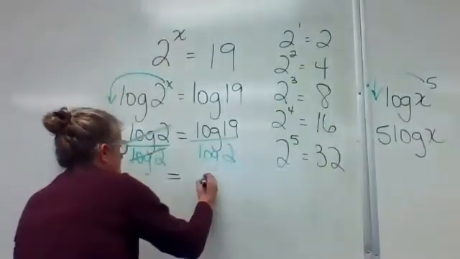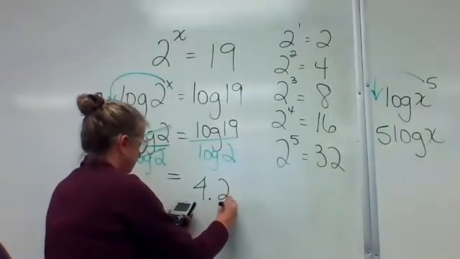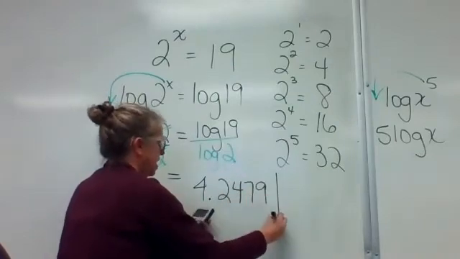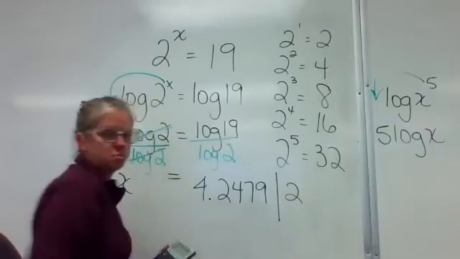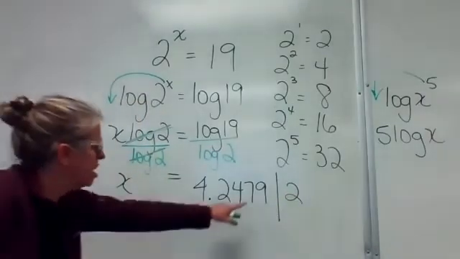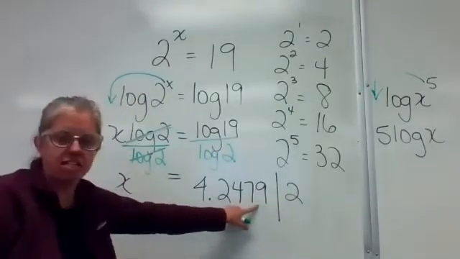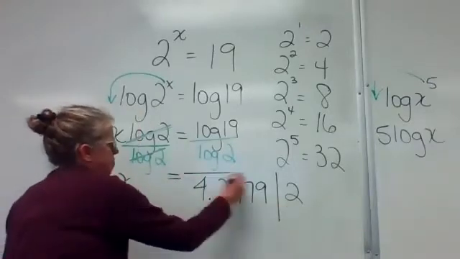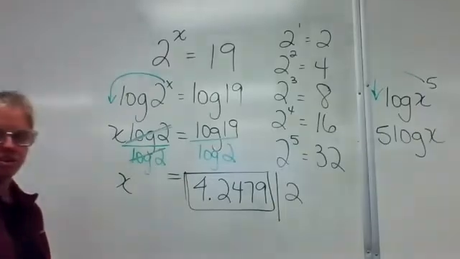So let's see, I've got 4.2479. I always want to look at the 5th space, right? That's what tells me whether or not I need to round this up or not. If that's 5 or above, then you would round it up. But since it's not, then you don't need to round it.